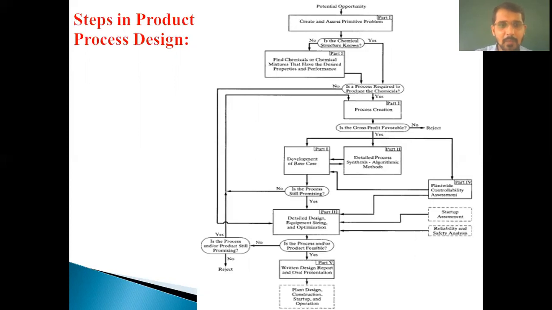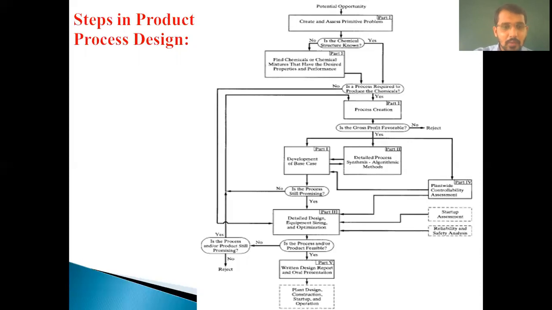First step is find potential opportunity. We have to find a potential opportunity where we can design a process, or we can go for the process. That is known as find potential opportunity. This is the first step in any process designing. After that, the second step is find problem statement. What is the problem involved, or whatever opportunity we are getting, what is the problem statement for that opportunity, so we can easily manufacture or design the process.